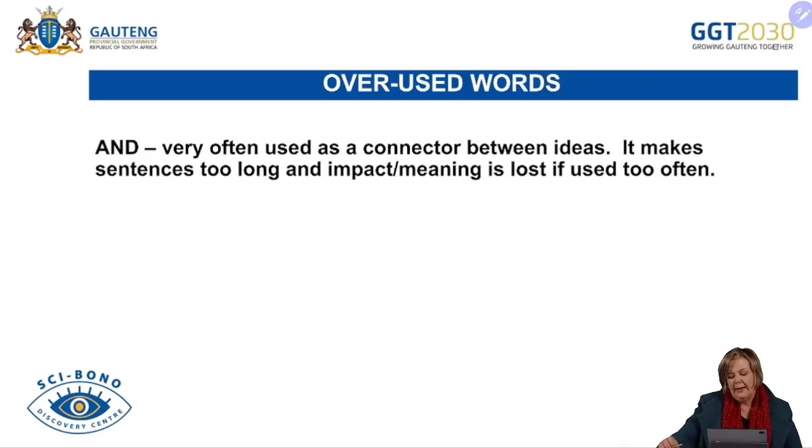Very often it is used as a connector between ideas. Remember, we used that in the very first activity that we did. It makes sentences too long and impacts the meaning. In other words, the meaning is lost if it is used too often. That is when you write the whole paragraph in one sentence and you just connect all the ideas with "and". It very often happens if you tell a story or you are excited, then you would say, "and then we went there, and then we did that."